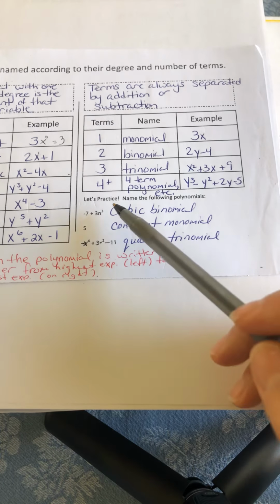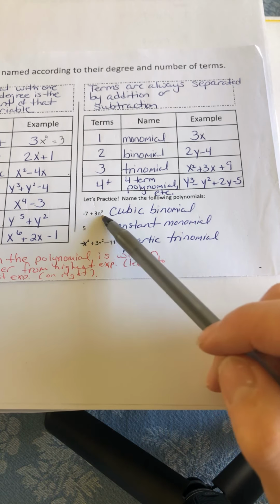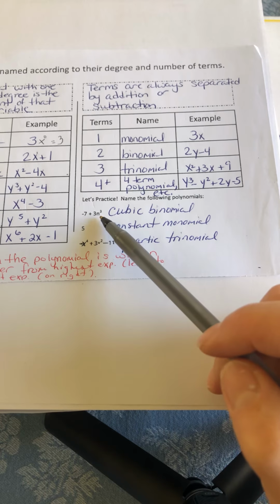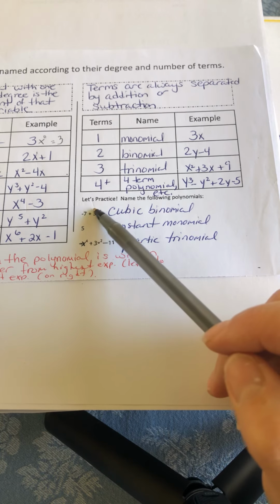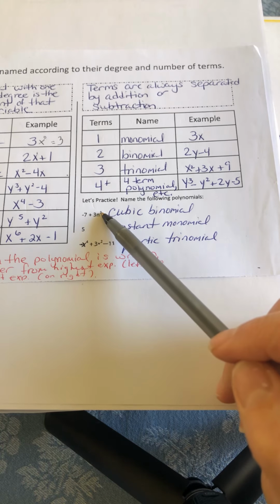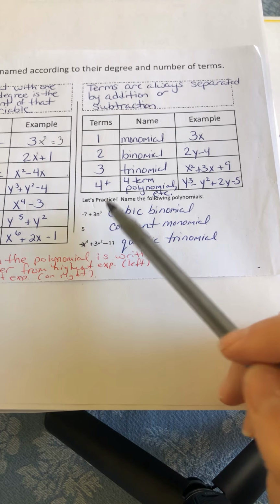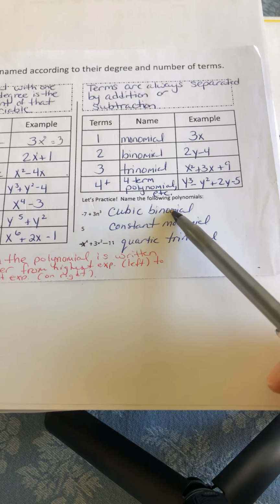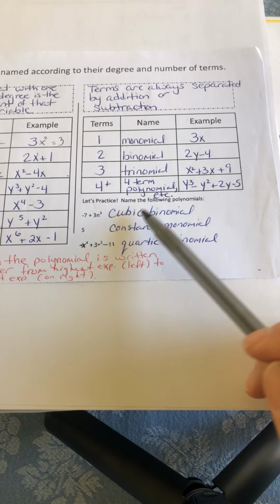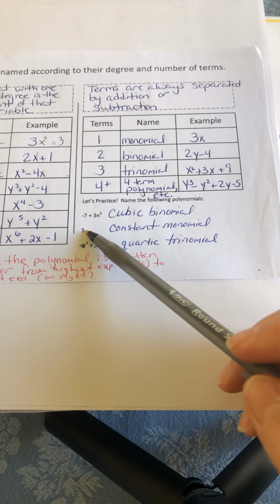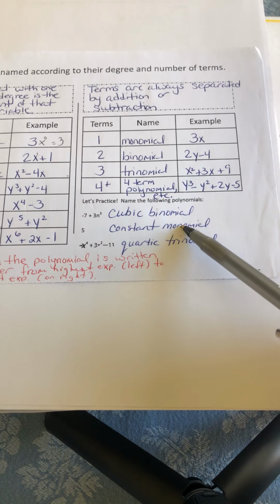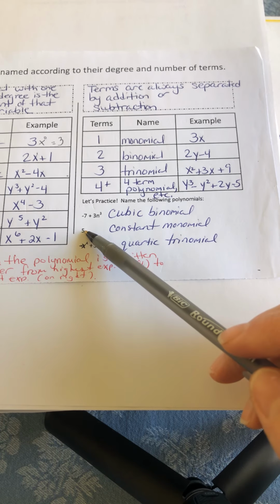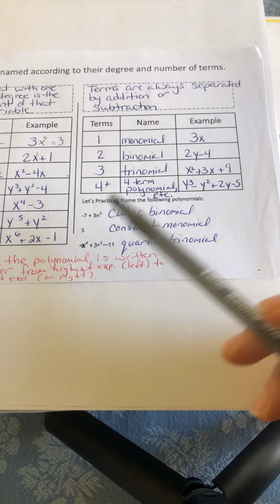So if we take a look at these 2 examples here, we can name them by the number of terms and by the degree. If I name it by the degree, the highest exponent of the variable is a 3. I'm going to call this a cubic. I have 2 terms, so I call it a binomial. So this is a cubic binomial. Over here I have 1 term, so it's a monomial, and it's also a constant. I have a degree of 0.